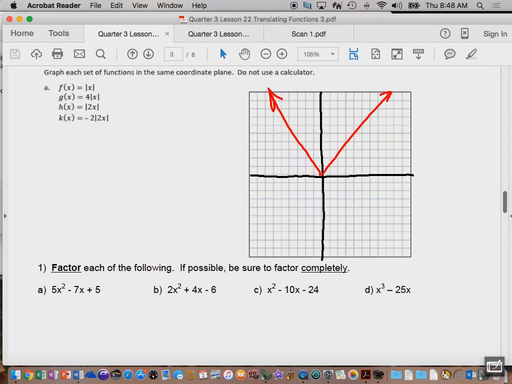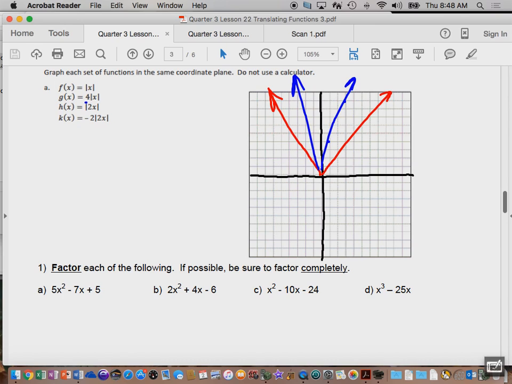Next one is 4 times the absolute value. So as Spencer said before, this coefficient of 4 in the front, what it's going to do is take whatever this graph is and make everything 4 times higher, each and every point. So this guy here goes up to 4. This guy here would go up to 8, which I guess is around there. So that would be a quick sketch of absolute 4x.